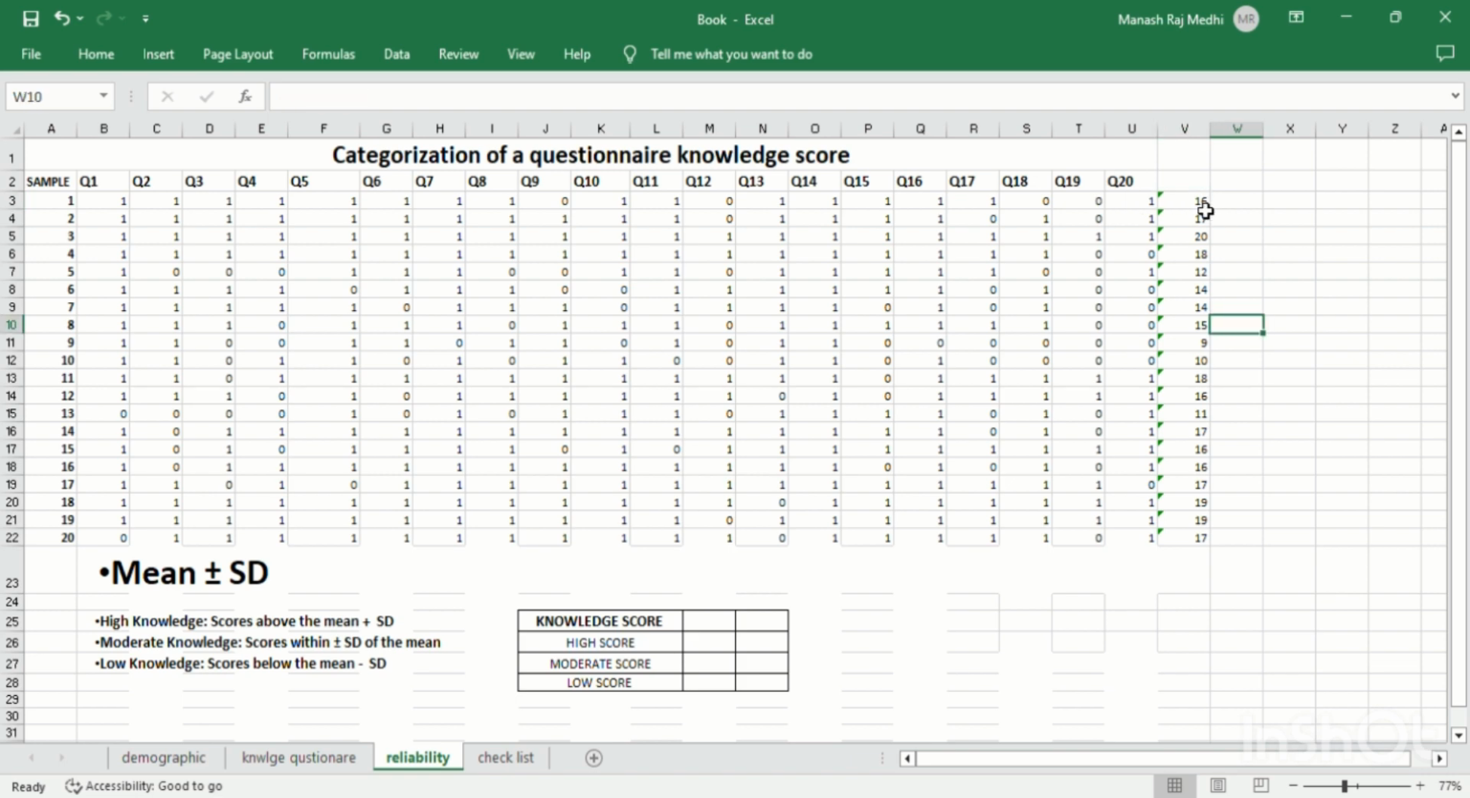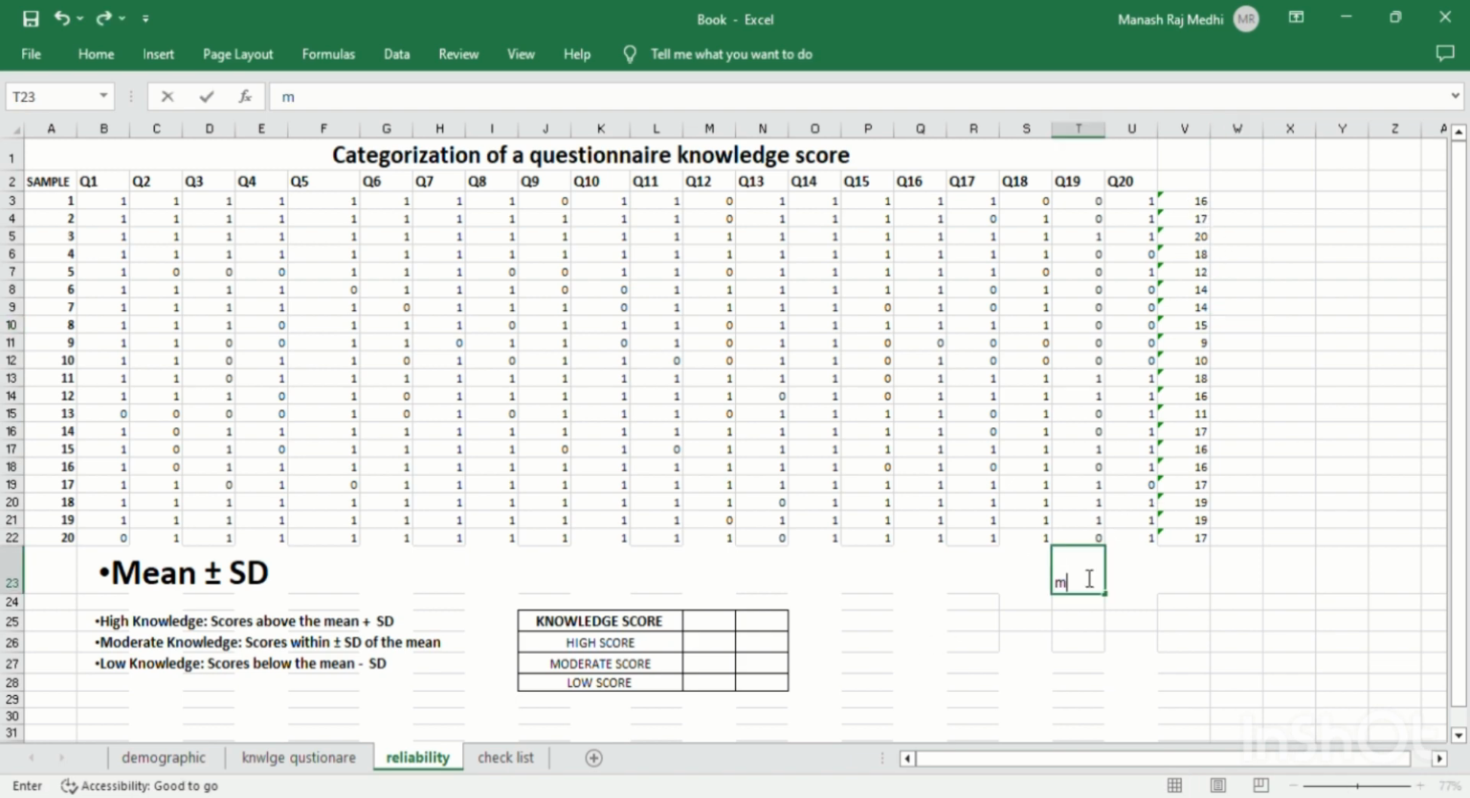From here we will calculate the mean and standard deviation. To categorize your questionnaire by using its mean and standard deviation, first of all you have to calculate the mean, then calculate the standard deviation, and only then can you establish your categories. Suppose you want to categorize your score into three categories, high score, moderate score or low score. To categorize this we will use mean and standard deviation. First let's calculate the mean.